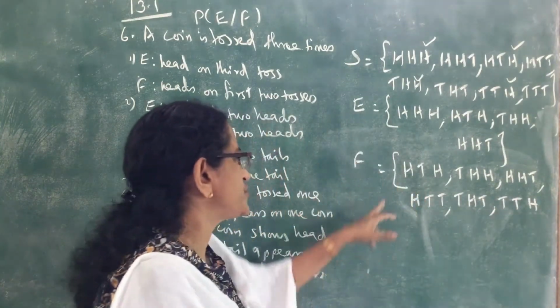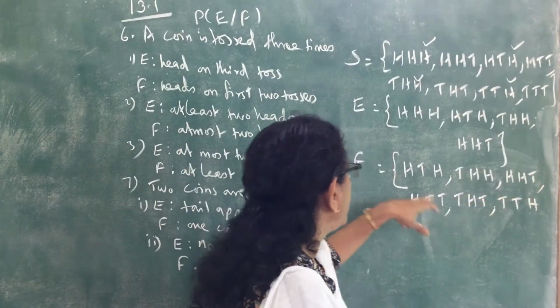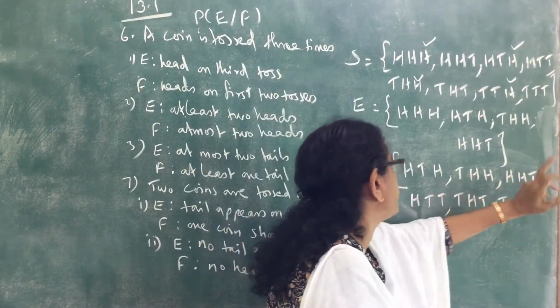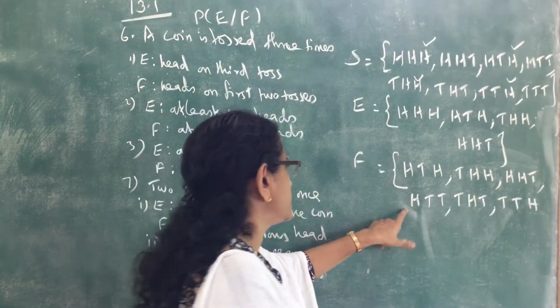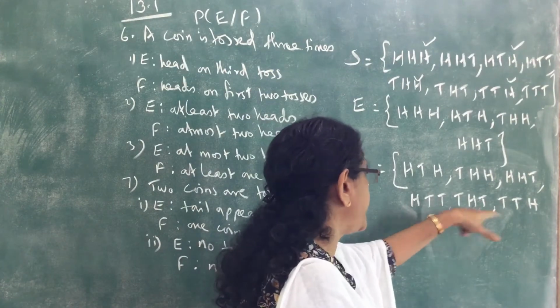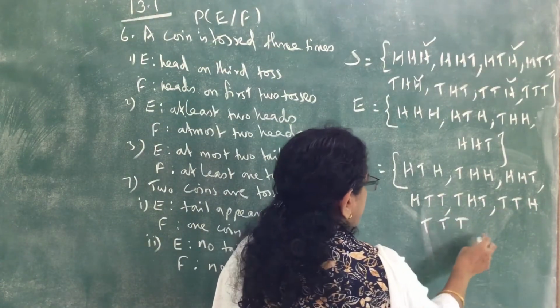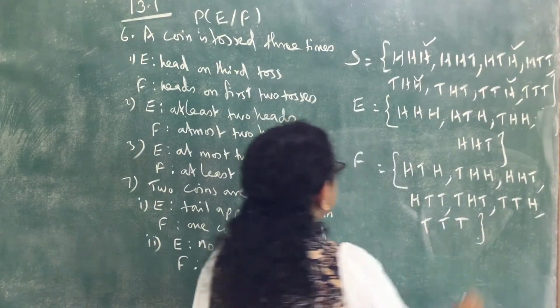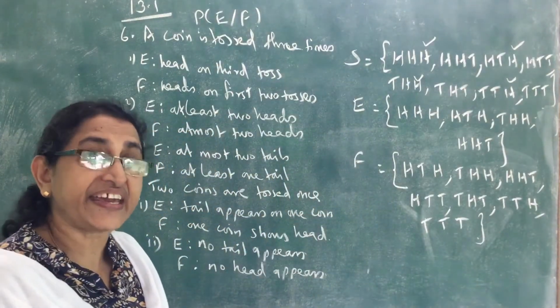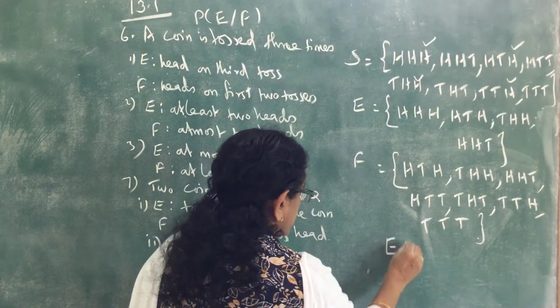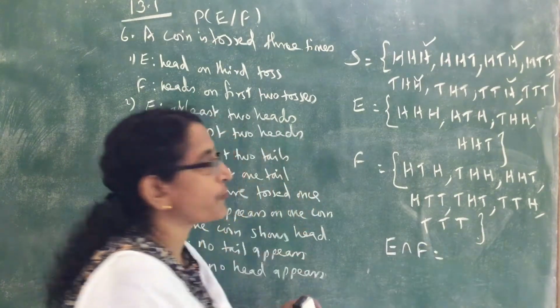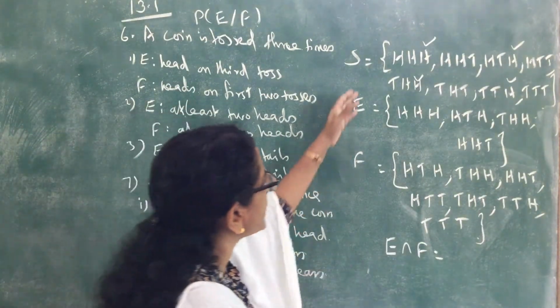So we wrote two heads: here T, here T, here T. Then one head, then zero heads, that is T, T, T. So that is E and F. Now we have to write E intersection F, the common elements. So which are the common elements here?